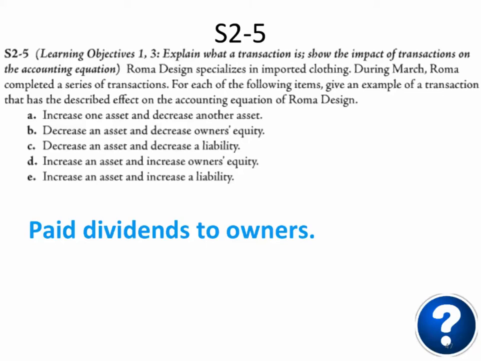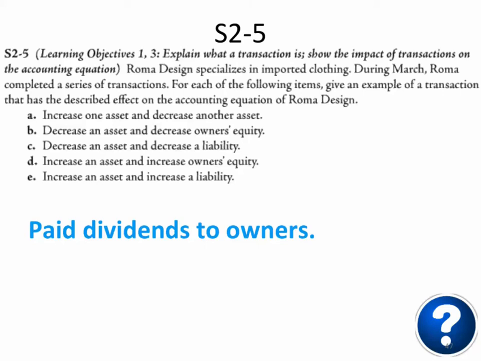If we pay dividends, what are we giving out? Money, cash. Yes, so we're giving out cash. What's happening to cash? What kind of account is cash? Asset. Okay, so right now we know that cash, an asset, decreased, right? So we can eliminate many of those answers. Okay, so we've decreased an asset.